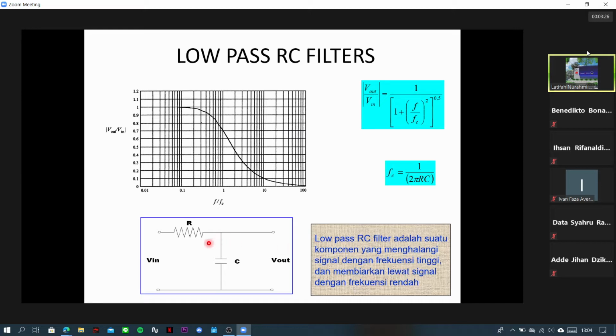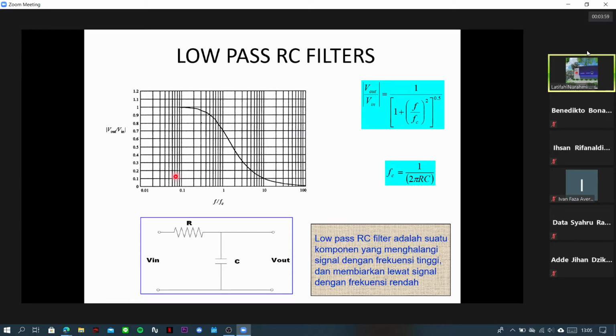The electrical arrangement is here: we have a resistor and we put here the input voltage, the source, and we put the capacitor. From the name RC filters, it stands for resistor and capacitor. Then here is our output signal coming out, which has a lower frequency.